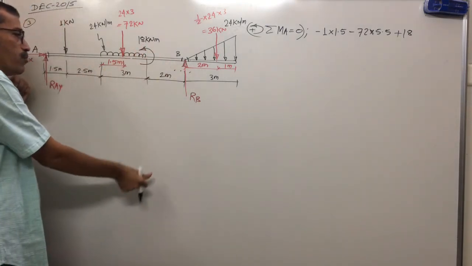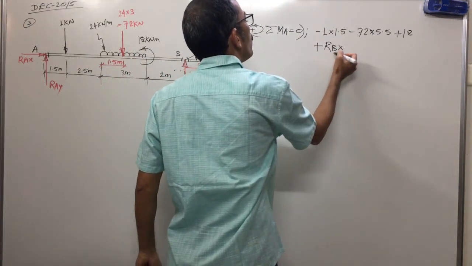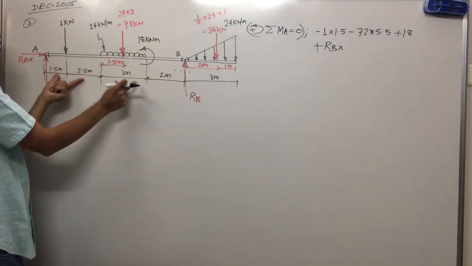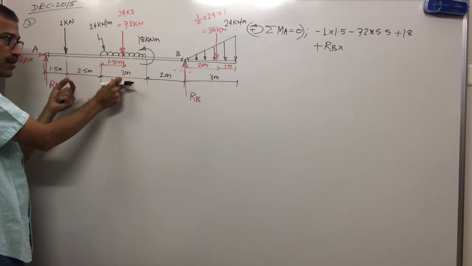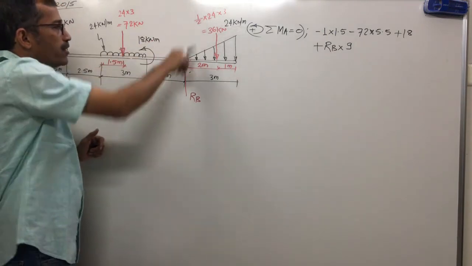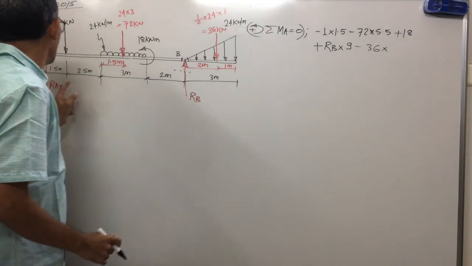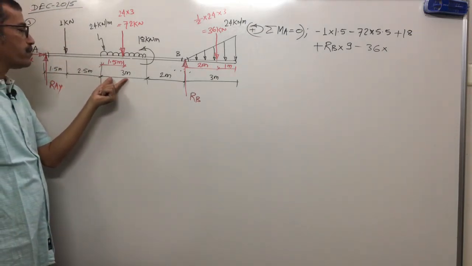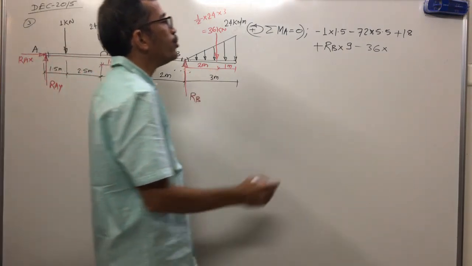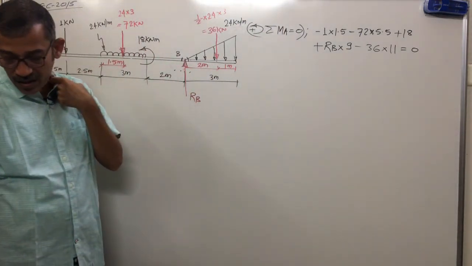Moment of RB. How will the moment of RB come? Anti-clockwise, plus. RB into what distance? Force is vertical, so horizontal distance. 4 plus 3 is 7, 7 plus 2 is 9. Moment of 36 is clockwise, minus 36 into what distance? So this one is 4 plus 3 is 7, 7 plus 2 is 9, 9 plus 2 is what? 11. Is it correct? Just check that what I have written is correct.